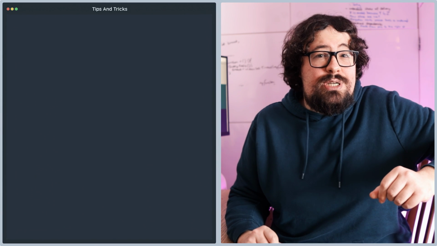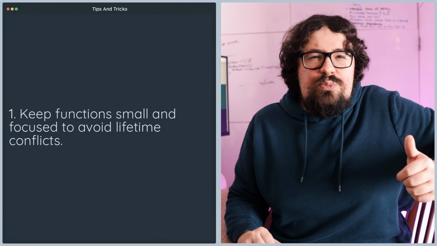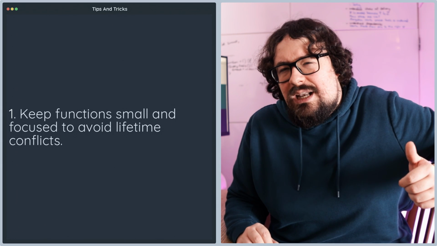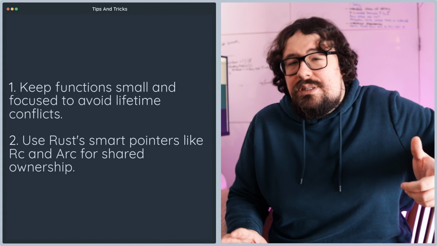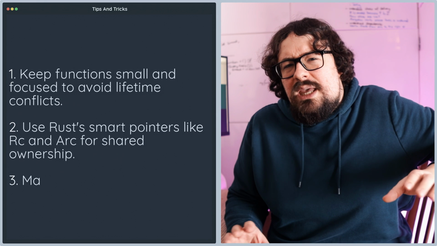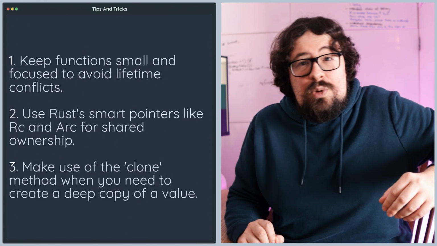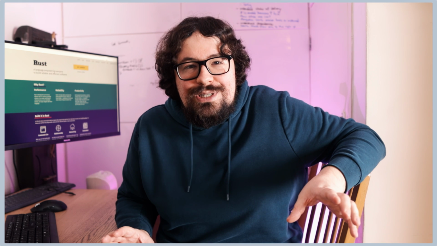Before we wrap up, let's go over some tips and tricks to help you master Rust's ownership and borrowing system. 1. Keep functions small and focused to avoid lifetime conflicts. 2. Use Rust's smart pointers like RC and ARC for shared ownership. 3. Make use of the clone method when you need to create a deep copy of a value. Keep practicing and you'll be a Rust ownership and borrowing pro in no time.